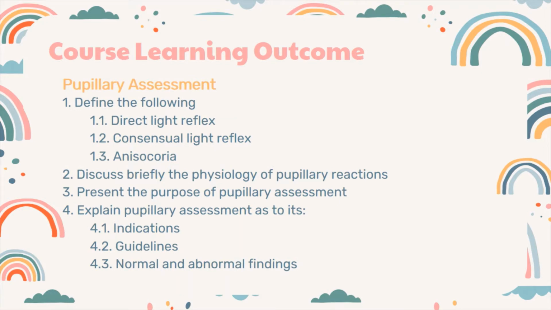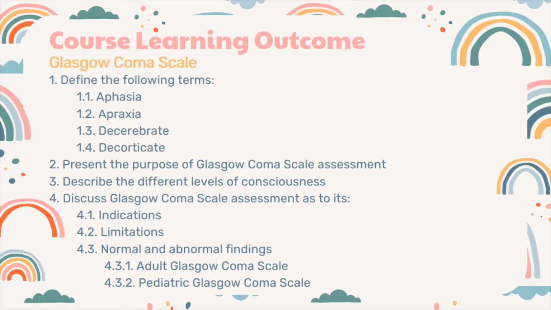For pupillary assessment, CLO number 1: define the following: direct light reflex, consensual light reflex, and anisocoria. CLO number 2: discuss briefly the physiology of pupillary reactions. And CLO number 3: present the purpose of pupillary assessment. And CLO number 4: explain pupillary assessment as to its indications, guidelines, normal and abnormal findings.